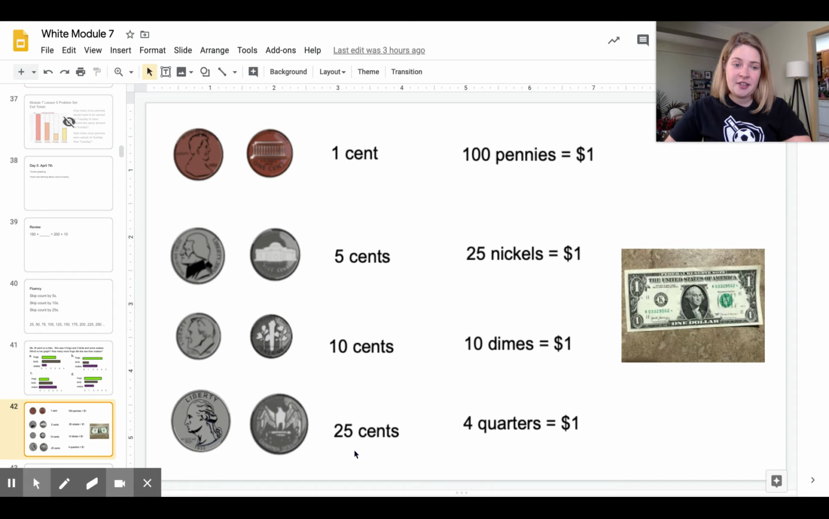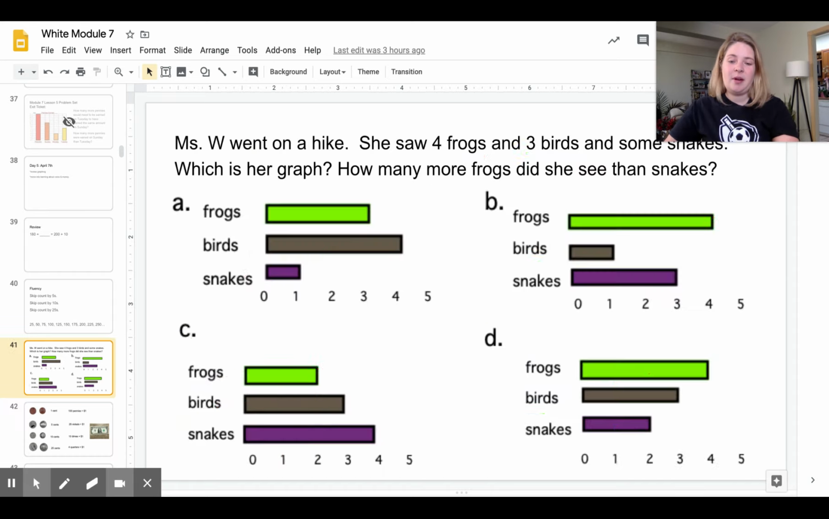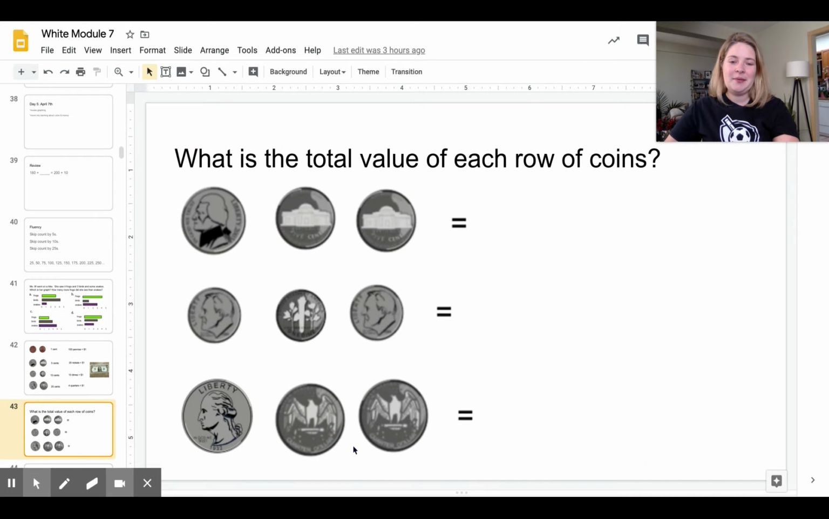Let's use this anchor chart to help us solve the next problem. Oops, I went the wrong way. What is the total value of the coins? Let's take a look at the first 3 coins. What coin is this? If you're not sure, use your anchor chart or rewind a little bit.